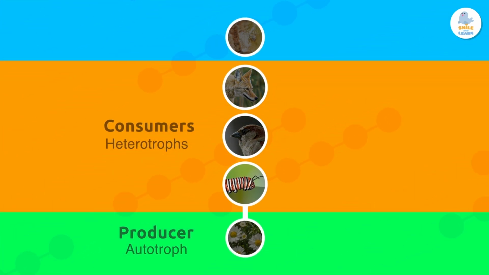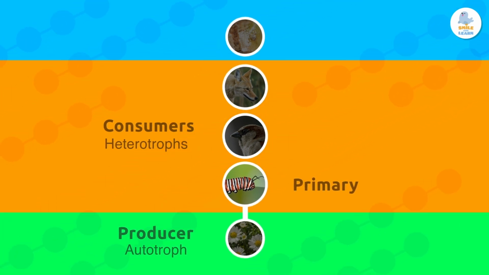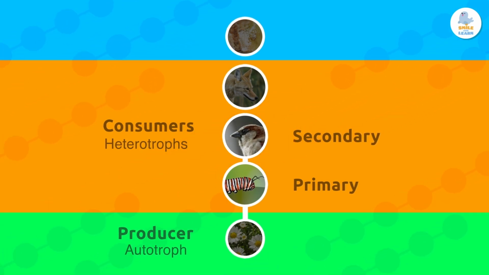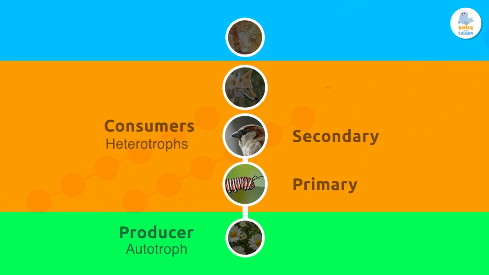Animals that eat producers are called primary consumers. In this food chain, the caterpillar is our primary consumer. Next, there are animals that eat the primary consumers. These are called secondary consumers, like the bird in this food chain. Then, animals that eat the secondary consumers are called tertiary consumers, like the coyote in our example.